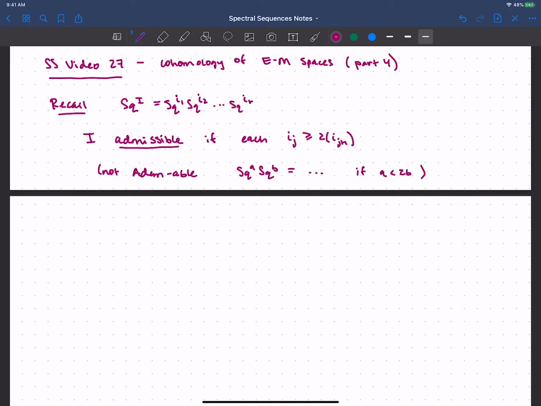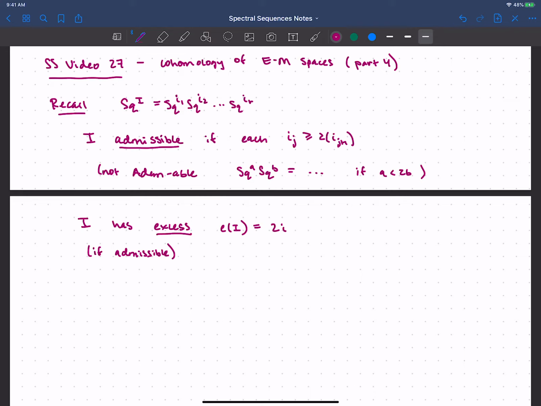Okay, and then if I is admissible, we say it has excess, and we write E(I), and this is sort of how far away from Adem-able it is. So I said this out loud, but let's get that in notes. This only is defined if our sequence is already admissible. And there are a couple ways to calculate this.